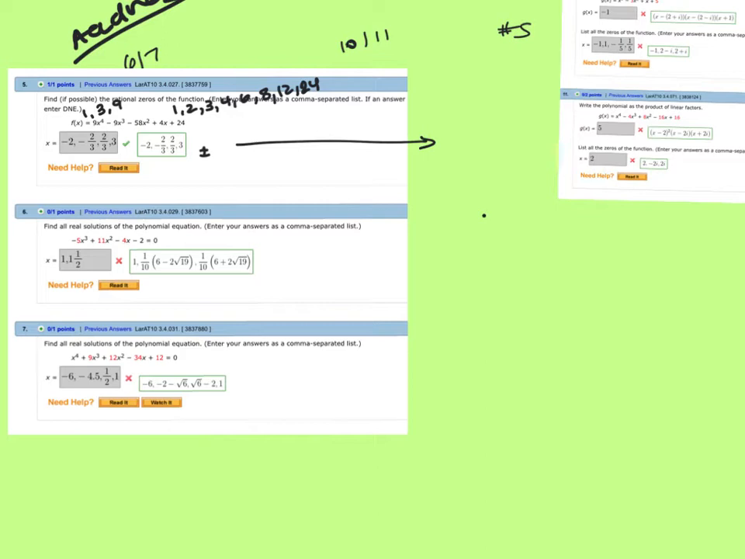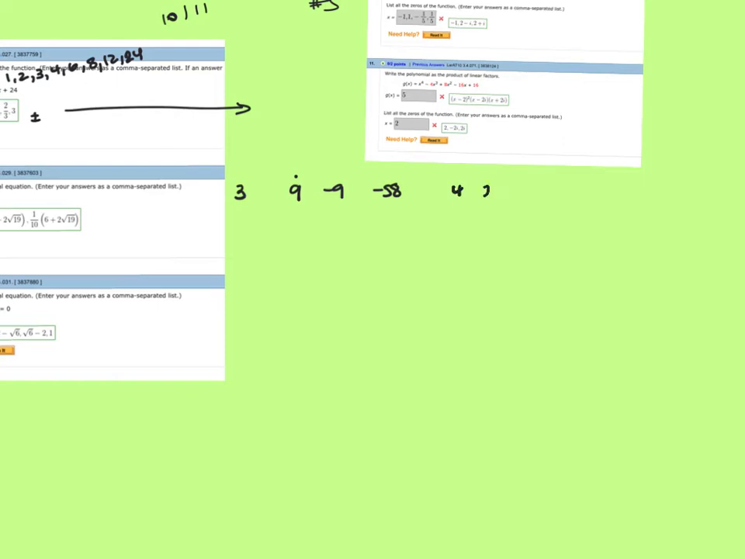Oh wait, no, just kidding. That's the wrong one. I was looking at the wrong problem. Yeah, no, 5. The first one that I got that worked was 3. Okay, so we'll do 3. So 3, and then it's 9, -9, -58, 4, and 24.